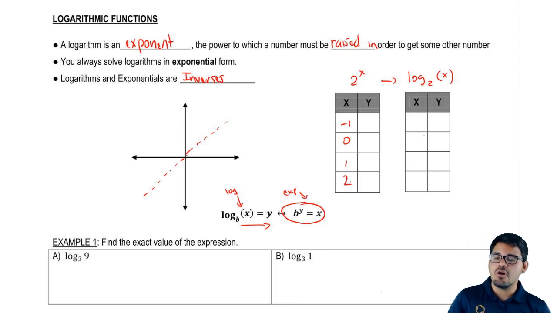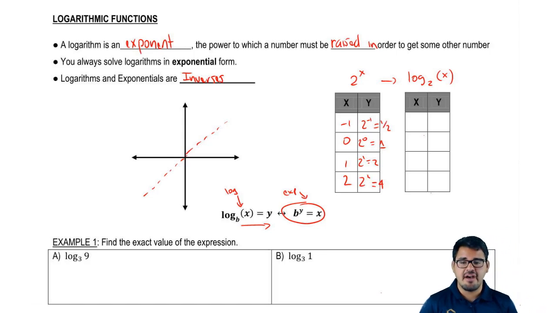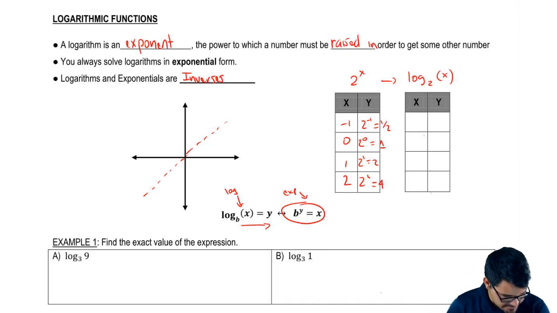So 2 to the -1 actually gives me 1 over 2. And 2 to the 0, remember anything to the 0 power is 1. So we're going to get 1. 2 to the 1 is just 2. And then 2 to the 2 is 4. So now we have some values to plot here on an exponential.